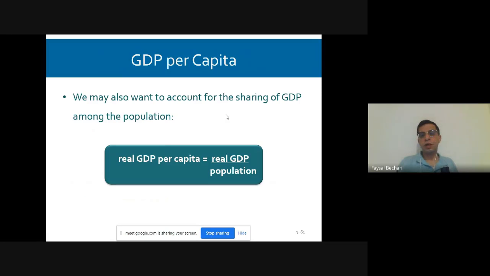Now, for the GDP per capita, we may also want to account for the sharing of the GDP among the population. The real GDP per capita for some is high, for some is low. So you take the real GDP divided by the total population, and that's how you get the real GDP per capita.